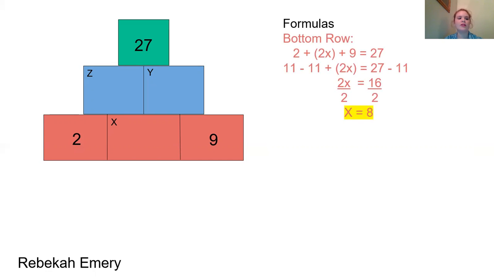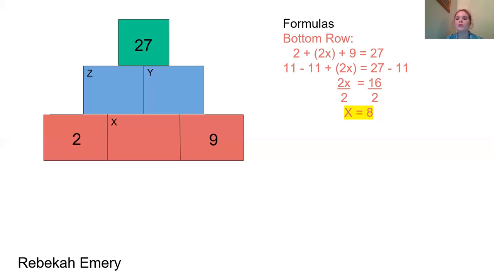Everything on one side of the equal sign has to balance what is on the other side of the equal sign. I need to get x by itself on one side of the equal sign. To do that, I'm going to add 2 plus 9, which is 11. Then I'm going to subtract 11. Since I subtracted 11 on this side, I'm going to subtract 11 on the other side.